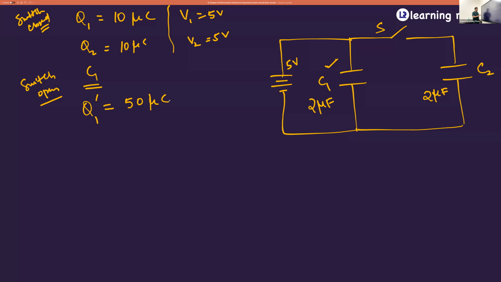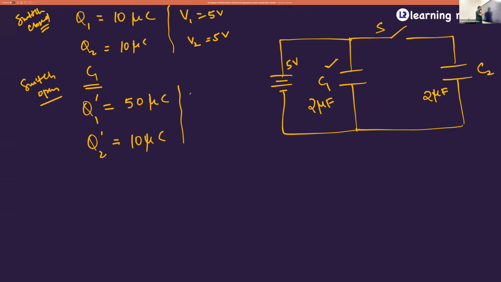What about Q2 dash? Check. When the dielectric is inserted, it will hold charge. It will be exactly the same value which was present initially. It is 10. Are you able to understand what I'm saying?